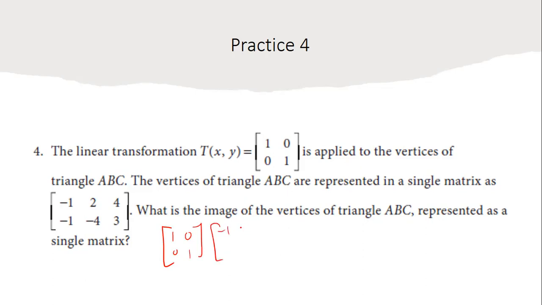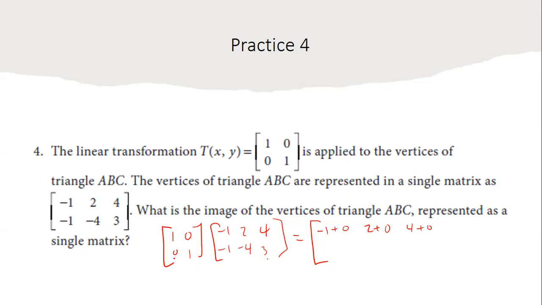So we have -1, 2, 4, -1, -4, 3. And I could do this by hand or I could do it with the calculator. So 1 times -1 is -1. 0 times anything is going to be 0. So that one is done. Does that make sense? And you can keep going through. So I have 1 times 2 is 2. 0 times anything is going to be 0. I have 1 times 4, which is 4. 0 times anything is 0. So I've done all of these.